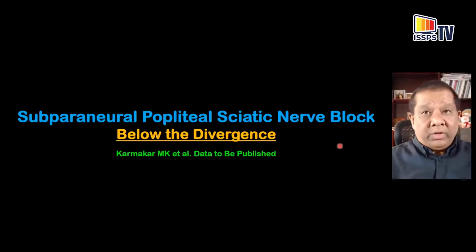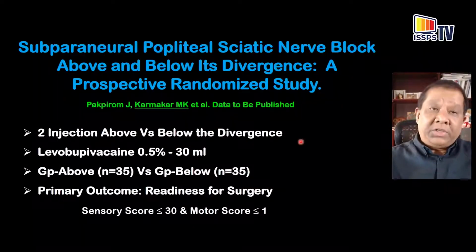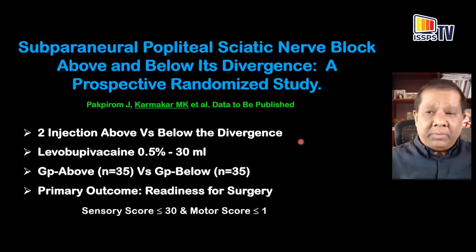So let's look at below the divergence. It begged the question whether an injection below would be better than 2 injections above. In the past, before ultrasound, or even with ultrasound, injecting the tibial nerve and common peroneal nerve separately was quite common, because this allowed you to block the nerves that are much smaller, and therefore you had rapid onset of sensory motor blockade. So we randomized them, observer blinded, with levobupivacaine 30 ml, 15 and 15 each, above and below the divergence. Above, I showed you how you do it.